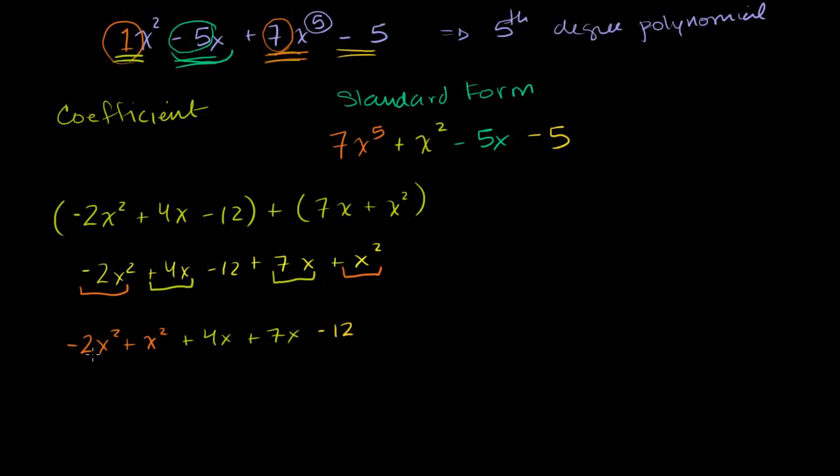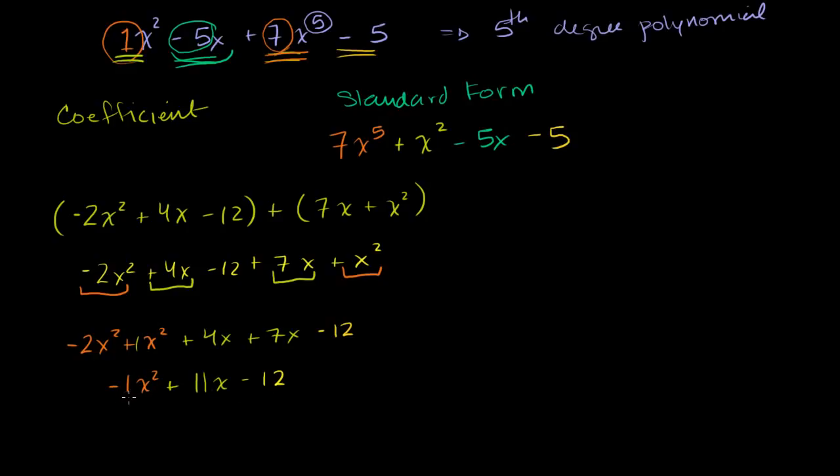And if I have negative 2 of something and I add 1 of something to that, what do I have? Negative 2 plus 1 is negative 1 x squared. I could just write negative x squared, but I want to show you that I'm just adding negative 2 to 1 there. Then I have plus 4x plus 7x is 11x. And then I finally have my constant term, minus 12. And I end up with a 3-term second degree polynomial.